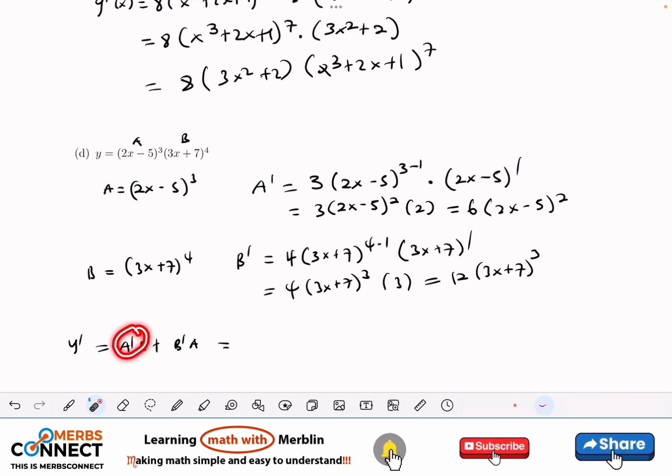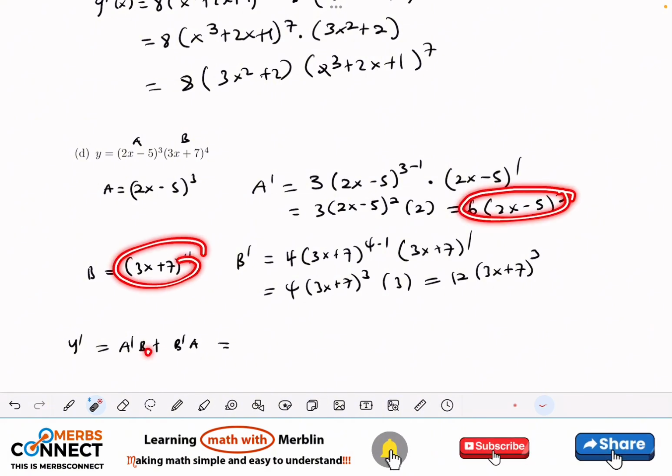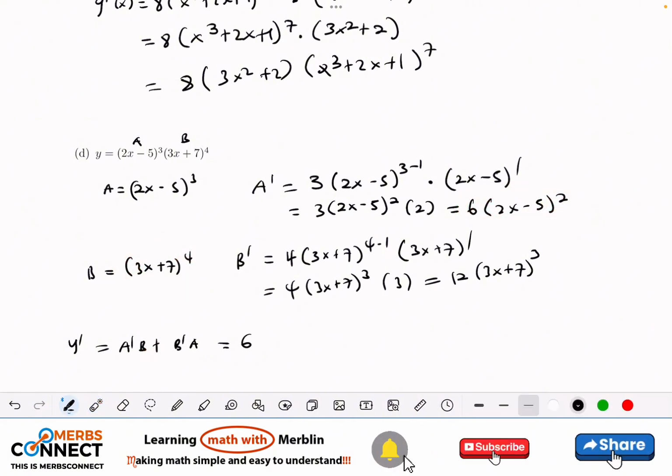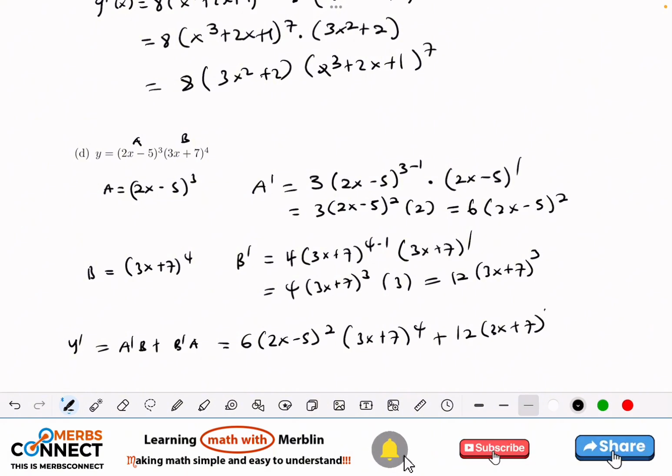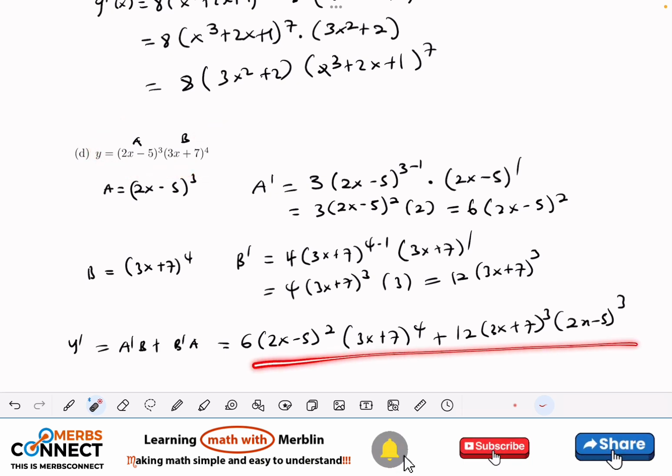When we finish, you look for what is A prime. A prime is here, times B, which is here. So we are going to have 6 (2x minus 5) squared times B, which is (3x plus 7) to the power 4, right? Plus what is B prime? B prime is here, which is 12 (3x plus 7) to the power 3, times A. A is here, which is (2x minus 5) to the power 3. Good. So this is what you are going to get. I don't need to simplify it again. This is what I'm going to get at the end of using the product rule. So somebody can just look at the function and just write this, which is going to be what? Right.